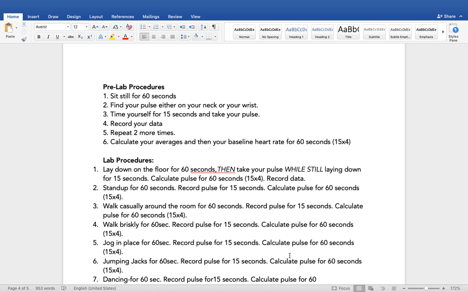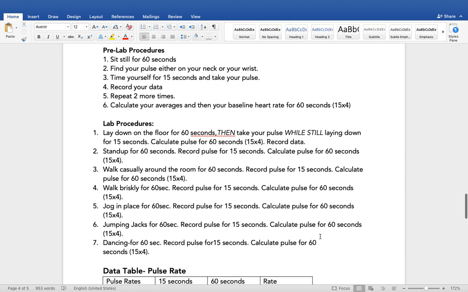So after you have your baseline pulse rate, you're basically going to be doing this over and over again for different activities. So first you're going to be lying down on the floor for 60 seconds. Then while still laying down, record your pulse for 15 seconds. You're going to multiply the number of beats in 15 seconds by 4, and you're going to record your data. Then you'll stand up, walk casually, briskly, jog in place, jumping jacks, and dancing.